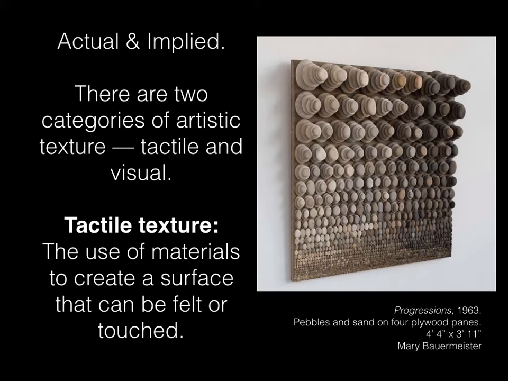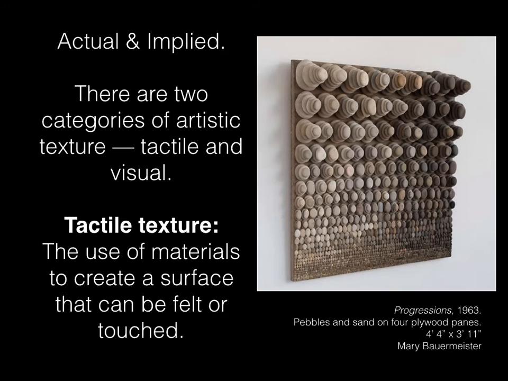All right, actual and implied. There are two categories of artistic texture, tactile and visual. So what is tactile texture? It is the use of materials to create a surface that can be felt or touched. So tactile texture is anything that you can run your hands over and you can feel it. So right over here on the right, we have these stones. If we rubbed our hand over that piece, we would definitely feel those stones. It would feel like rubbing our hands on the beach or maybe sandpaper or something like that. But she's also laid them out in sort of a pattern, just so you know.